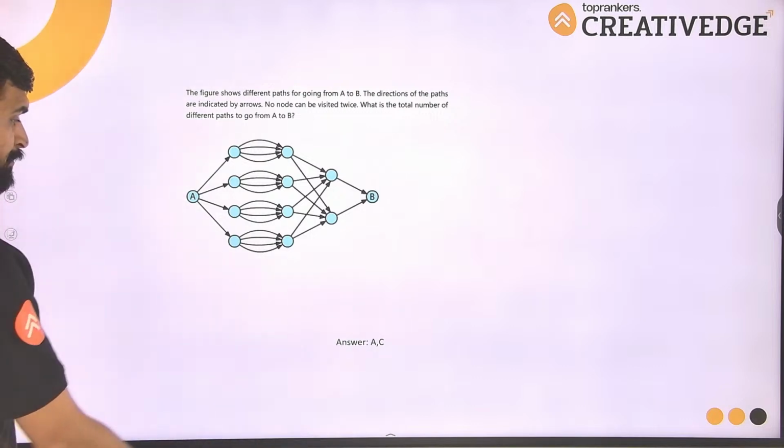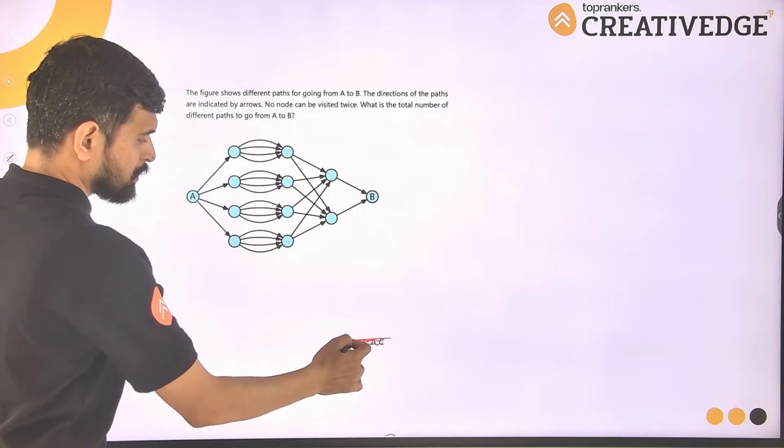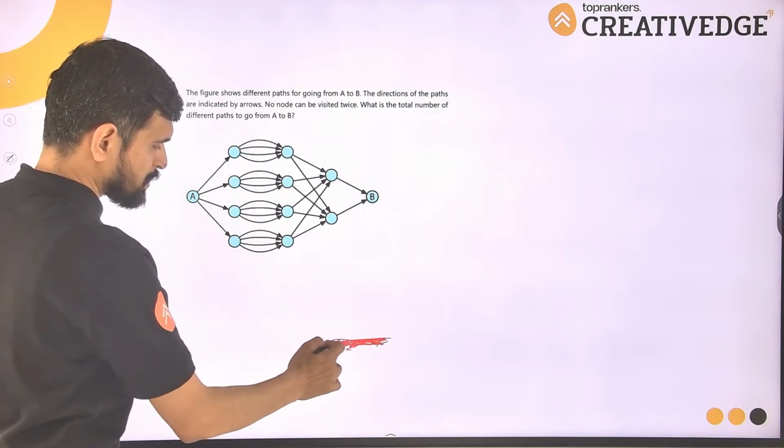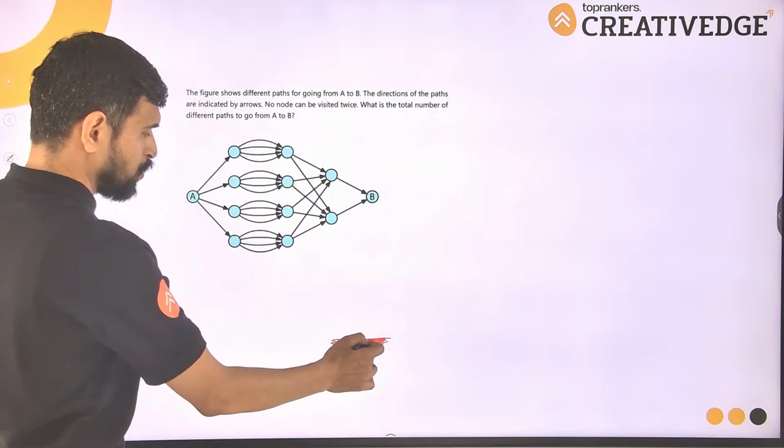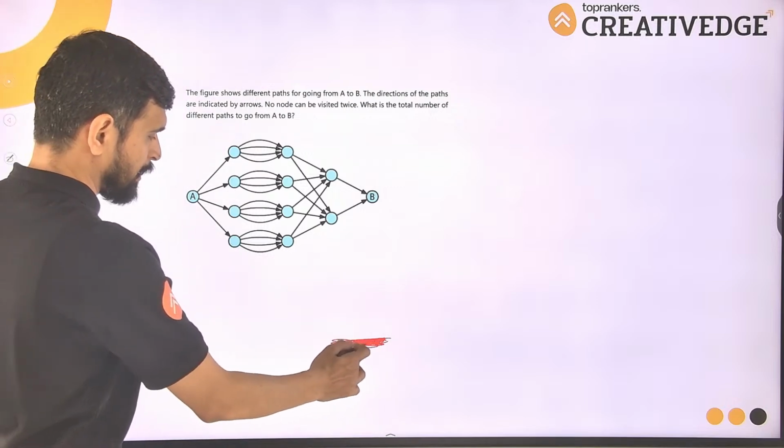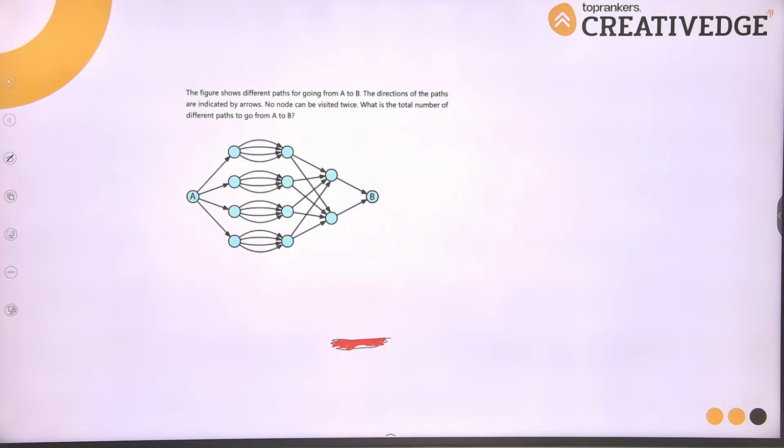So, this does not have any answer as A and C. It just wants you to type in the answer. This is part of the numerical answer type questions.